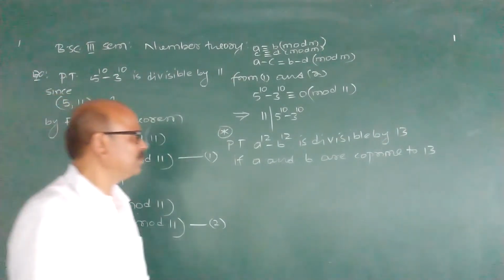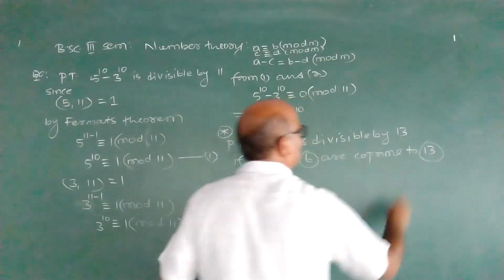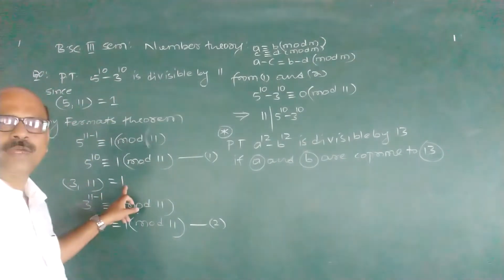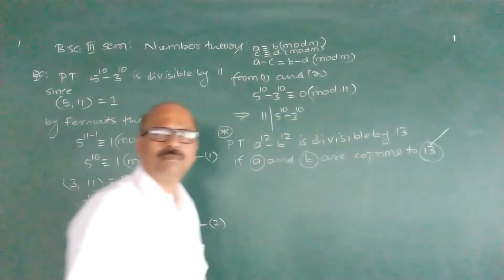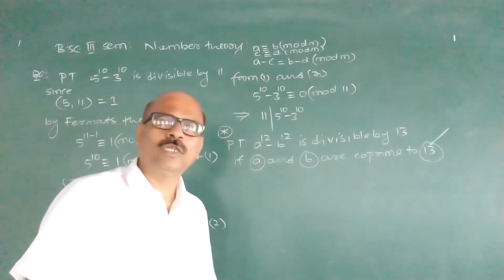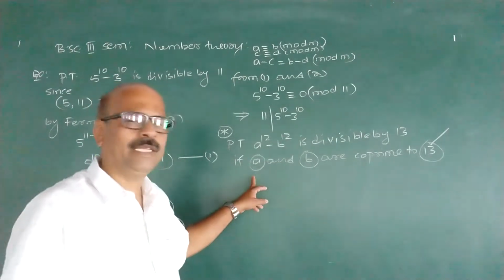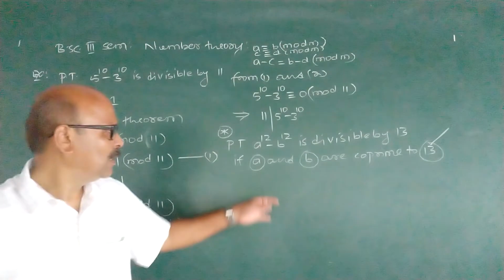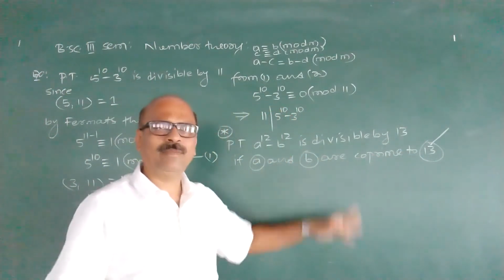How to apply the theorem? See, it is given both A and B are relatively prime to 13. Means gcd of A and 13 is 1, and gcd of B and 13 is 1. The important thing is this P is 13 here, it is a prime number. While applying Fermat's theorem, you should always check the conditions of that theorem, whether that condition is satisfied. That is very important. We can apply Fermat's theorem because 13 is a prime number, and A and B are relatively prime to 13.